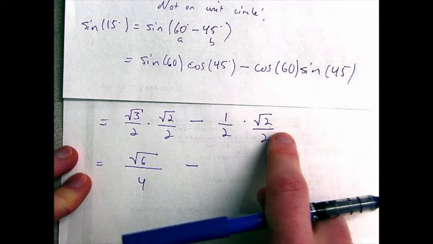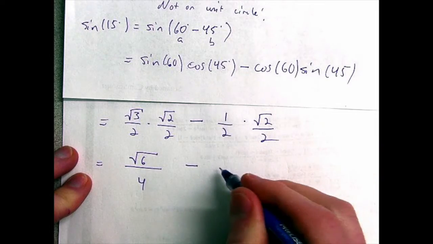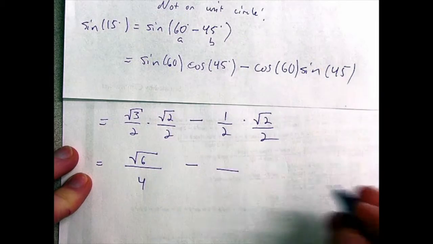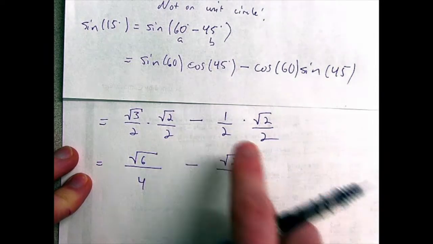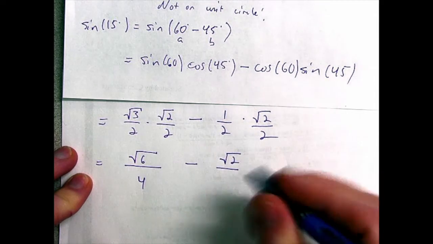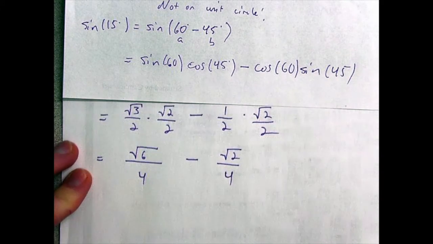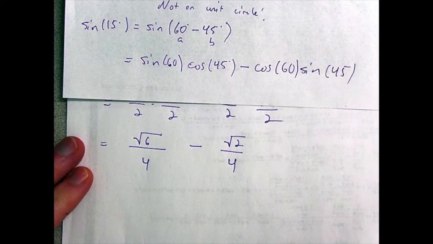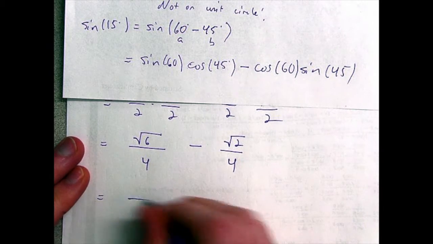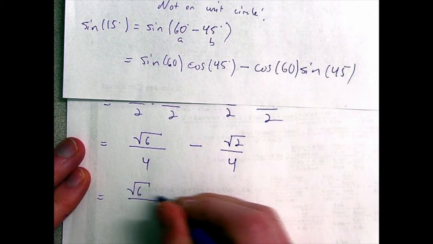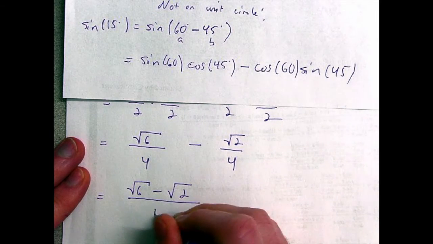Minus. Now what's happening here? Well, again, we multiply across the top. 1 times root 2 is just root 2. Multiply across the bottom. 2 times 2, that's 4. Okay. These two fractions have common denominators, so we should certainly put them together. So that's root 6 minus root 2 all over 4.